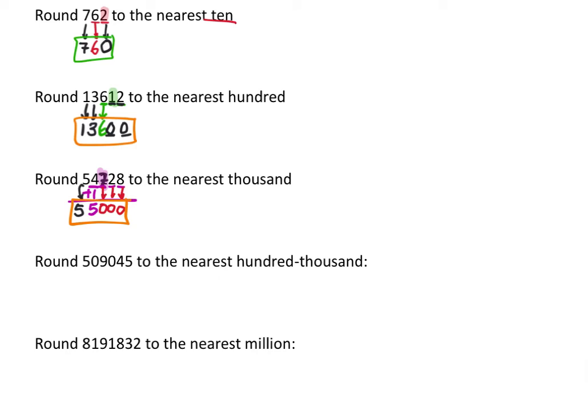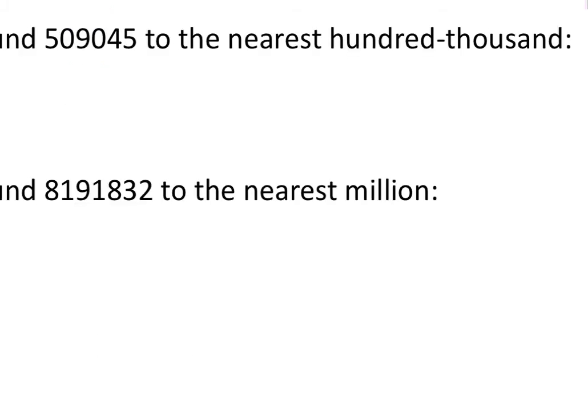So let's do this next one, 509,045. We'll round this to the nearest 100,000. It is important to be able to identify the digit that is in our target place value, which, we're looking at the 100,000s, right? So 1s, 10s, 100s, thousands, 10,000s, we're looking at that 5 right there in the 100,000s position. So, since it's a 5 in the 100,000s position, I look immediately to its right in the 10,000s position, and I got that 0 right there.